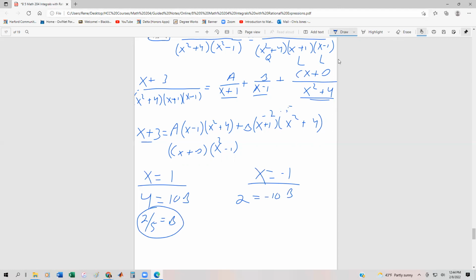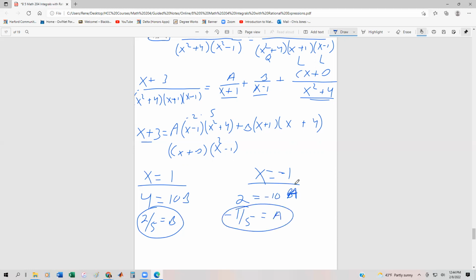Oh, I think I plugged it into the wrong one. Over here, that's going to be -2 if I substitute x equals -1. And this is going to be a 5. So we're going to get negative 10a, and that's going to be a negative 1/5 is going to be equal to a.